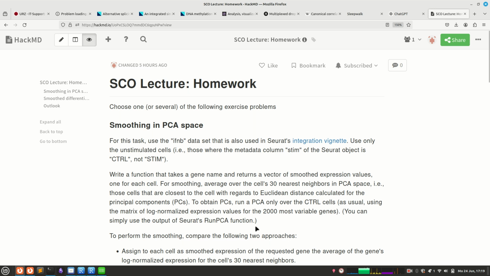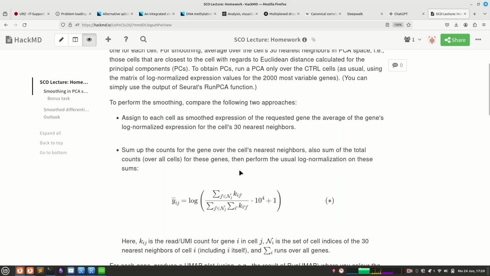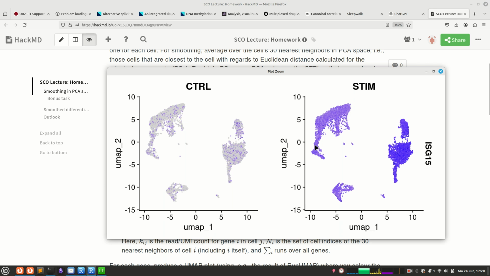Let's first do the smoothing only for the control cells. So I do smoothing in PCA space, so I only use the control cells and do a PCA on the control cells, and then I get for each cell its 20 nearest neighbors, and then I can make a plot like this feature plot, which colors the cells according to the expression. I want to do that in a manner that I get rid of the salt and pepper look, and that it looks smooth rather than speckled.